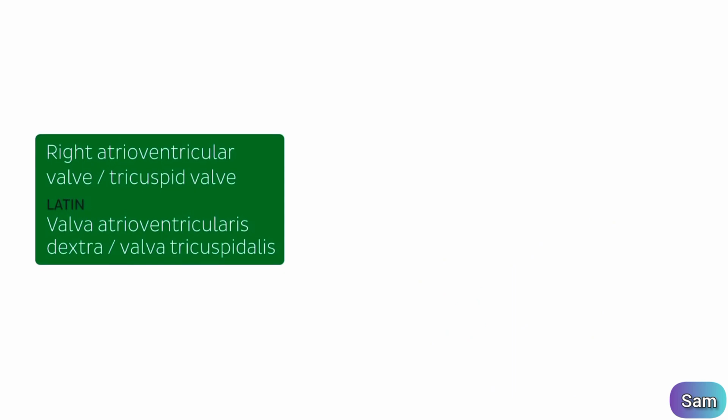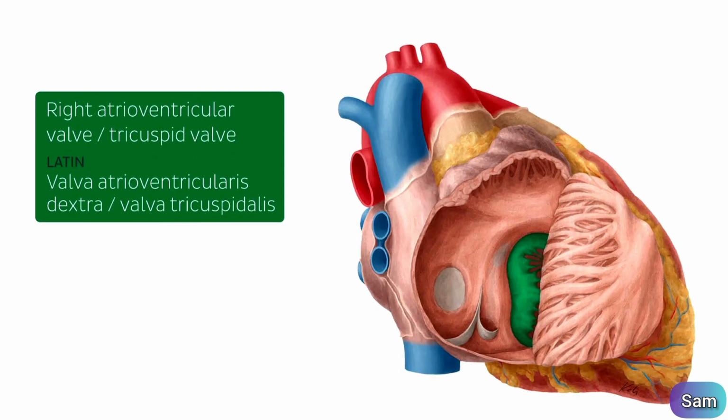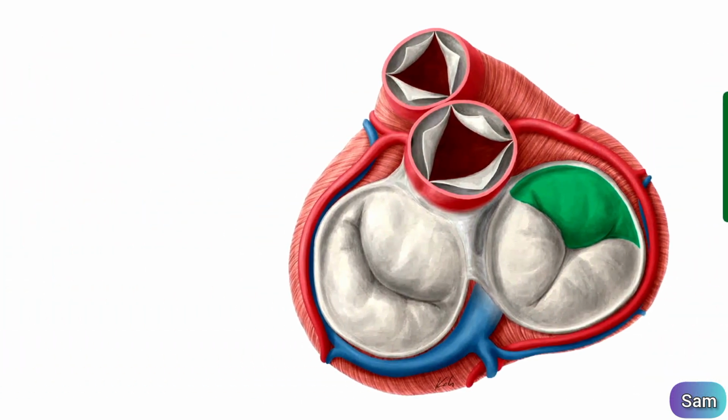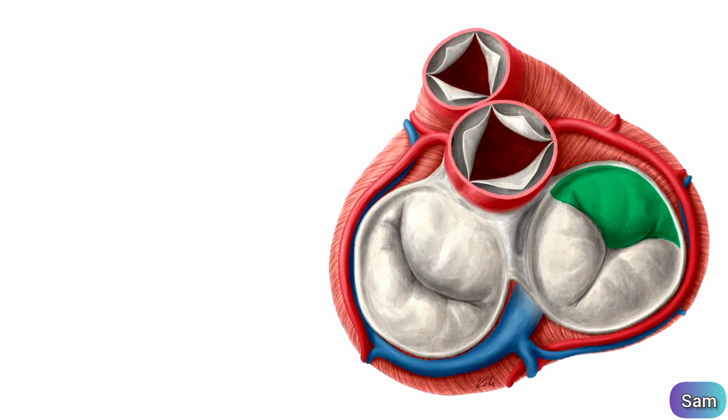The tricuspid valve also has a function, and the main function is to prevent backflow of blood into the right atrium. You can see here we just cut open the right atrium and you see the tricuspid valve highlighted. Now we're going to look at the different cusps of the tricuspid valve.